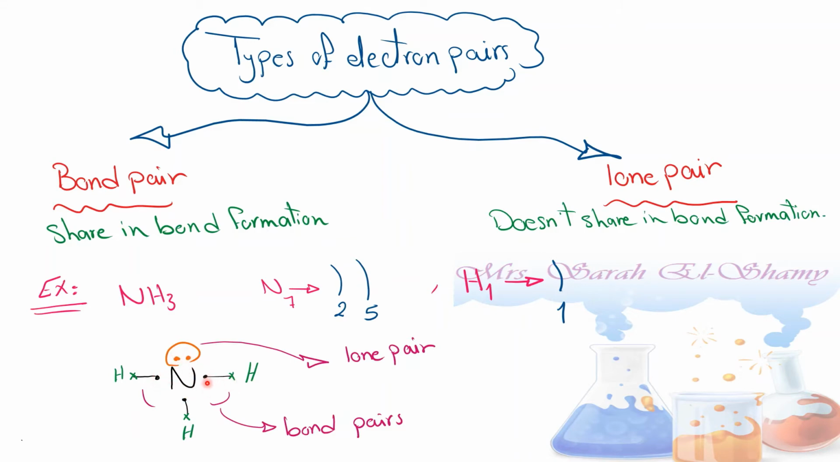Okay, why do I draw single electrons? To be able to share with the hydrogen atoms. So here, these 3 electrons that share with the hydrogen atoms are called bond pairs, while the 2 electrons that don't share in the formation of bonds, that don't form any bonds, are called the lone pair.